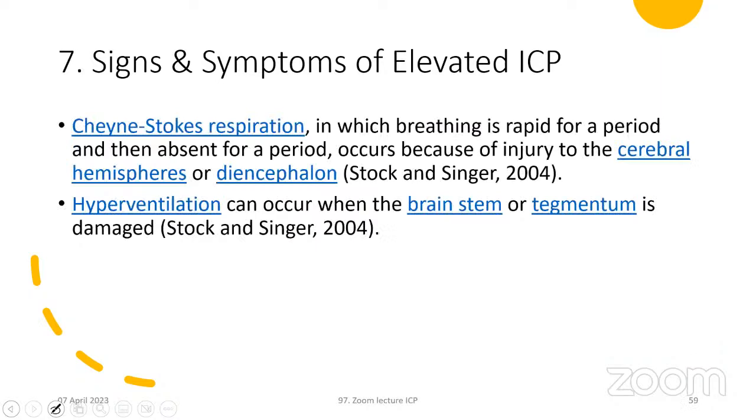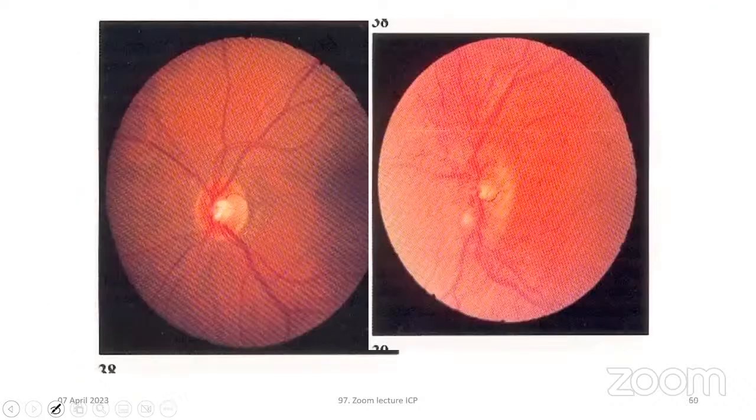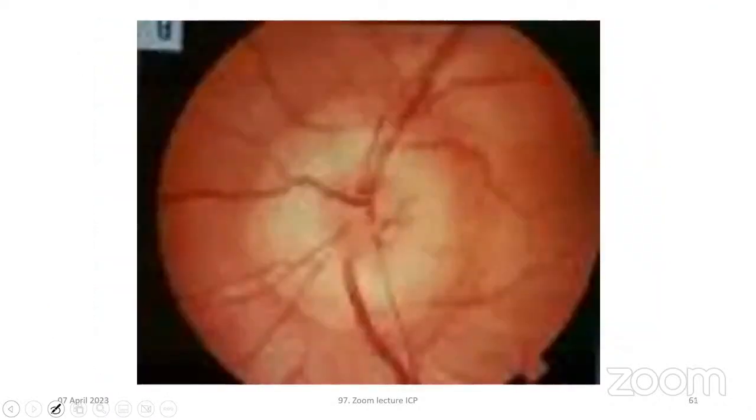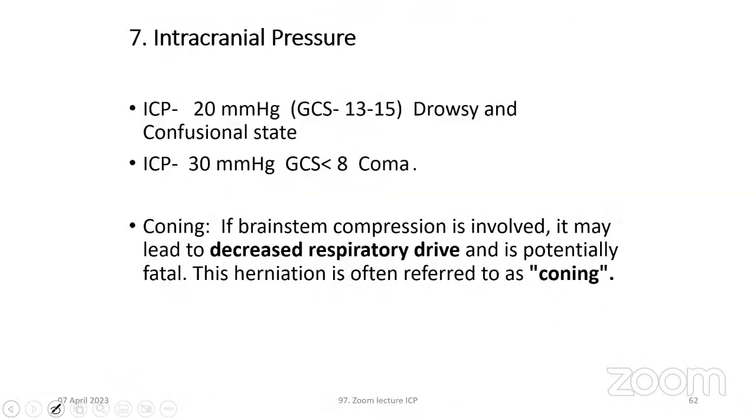Cheyne-Stokes respiration, in which breathing is rapid for a period and then absent for a period, occurs because of injury to the cerebral hemispheres or diencephalon. Central neurogenic hyperventilation can occur when the brainstem or tegmentum is damaged. So these are important things. This is the papilledema which you are able to see, advanced papilledema. So let's look at the stages of intracranial pressure. We'll see in the coming slides.